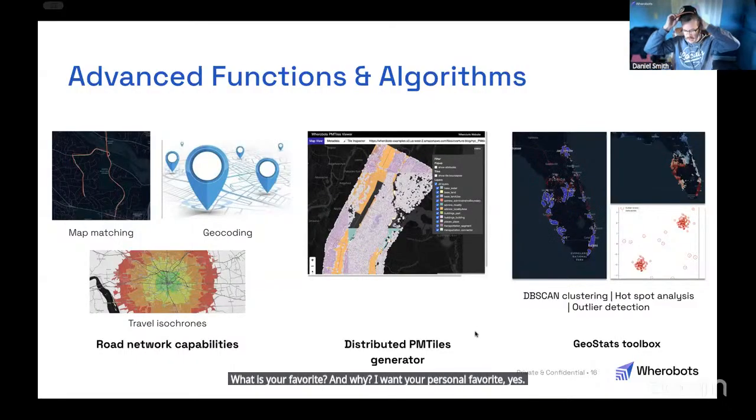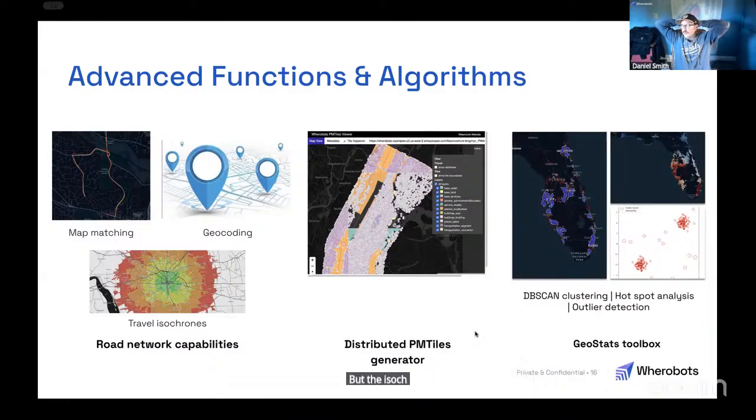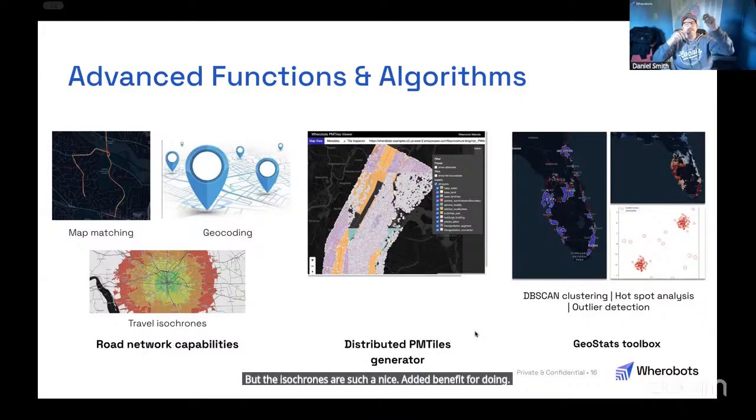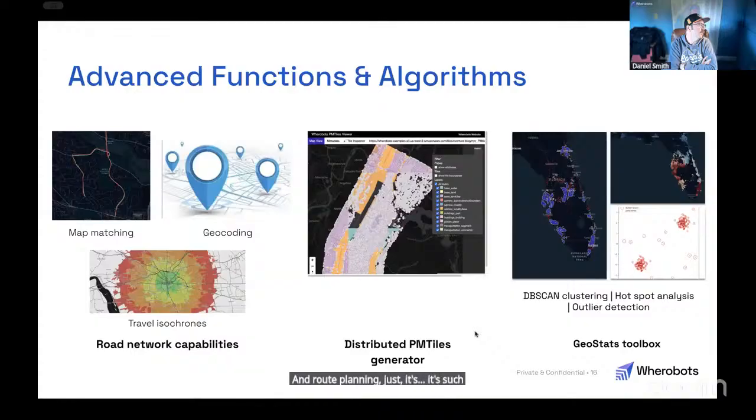Yes. Gosh, I really think that the isochrones are probably the newest thing that I like the most. The spatial statistics stuff that we're going to talk about here in a minute deserves its own spotlight. But the isochrones are such a nice added benefit for doing so many different pieces of analysis across different verticals. We see it being used in agriculture, in delivery and logistics, and route planning. It's such a fun tool to use and such a nice representation of this distance metric that is so critical for all of these types of analysis.